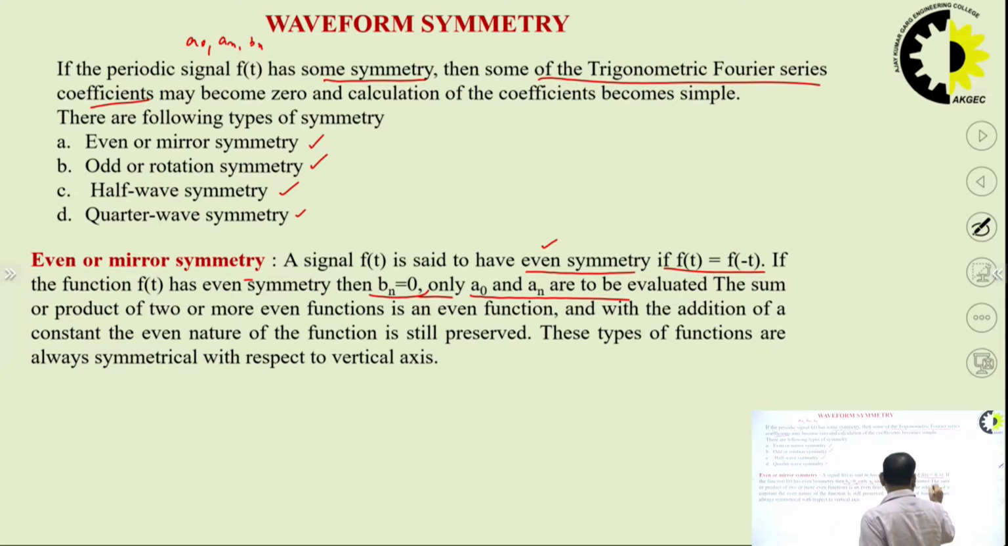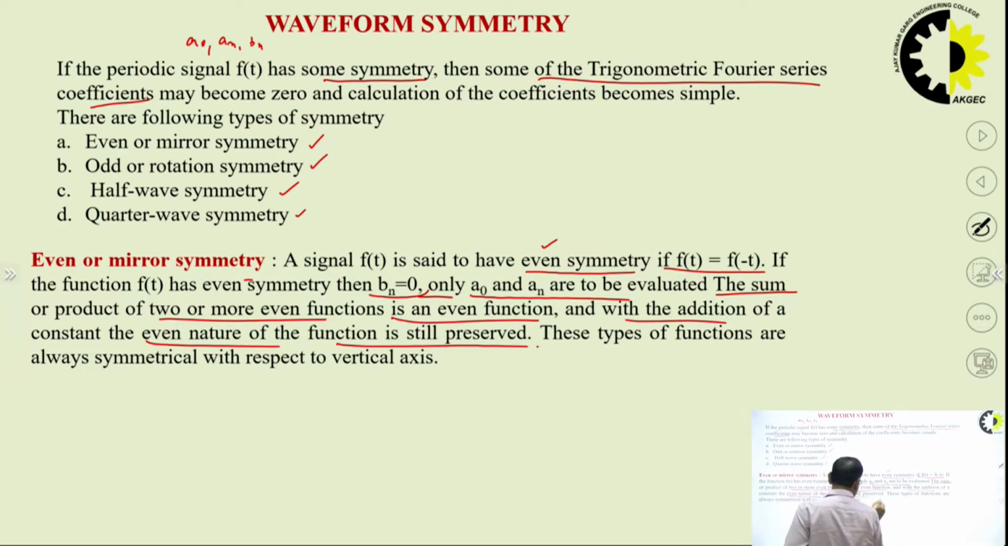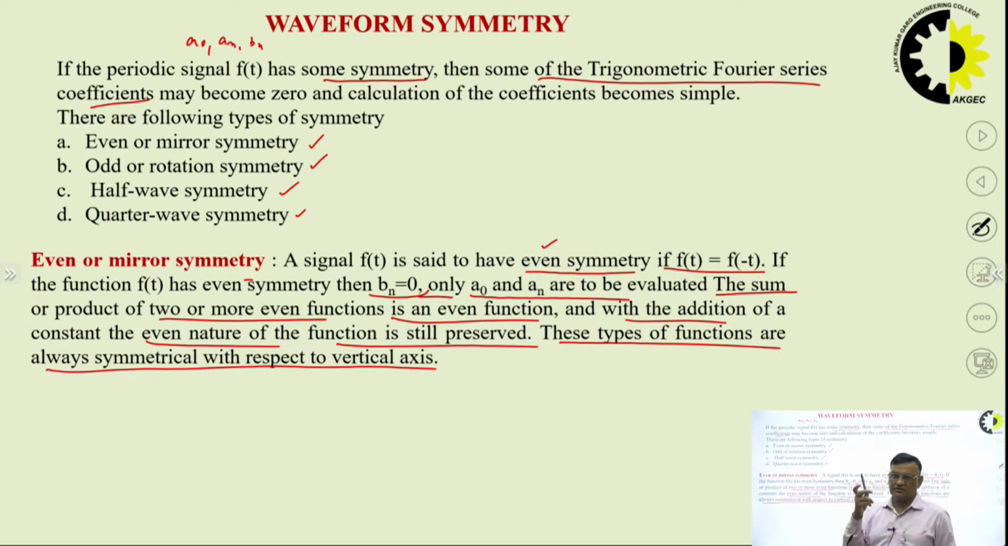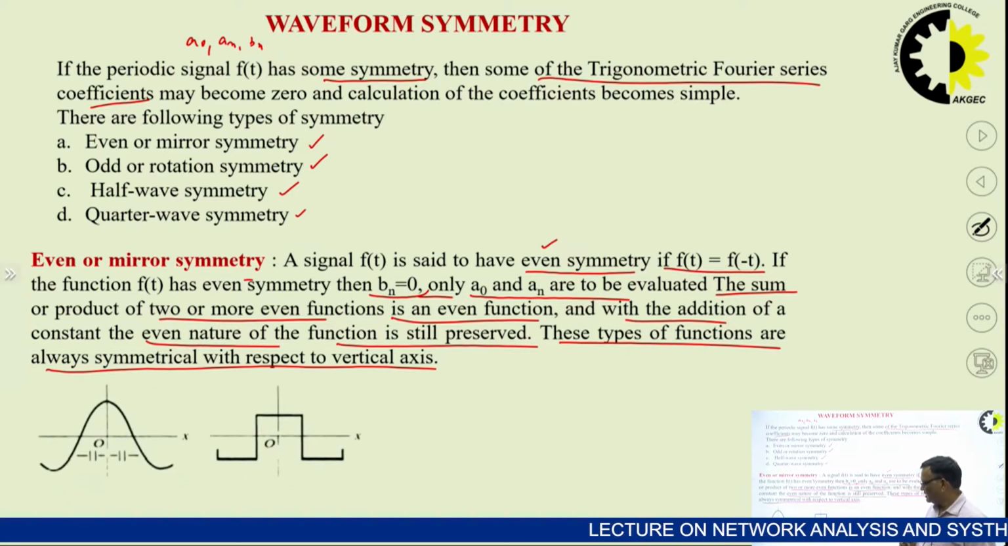The sum or product of 2 or more even functions is an even function, and with the addition of a constant the nature of the function is still preserved. So this is the property of the even symmetry. These types of functions are always symmetrical with respect to the vertical axis. This is the vertical axis along which we take f(t), and along the time axis we take the time.